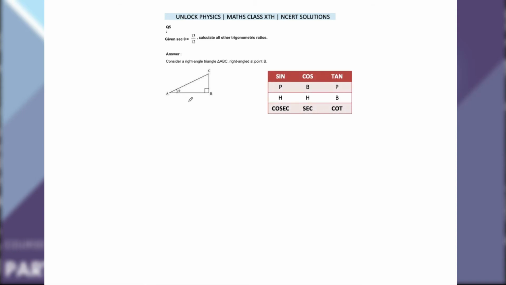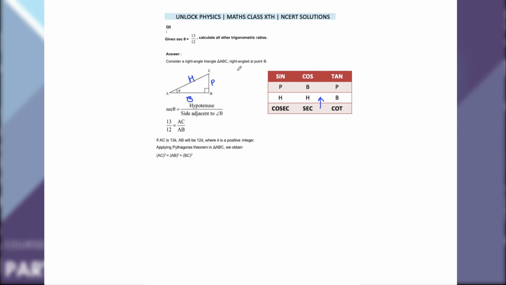Now again drawing our trigonometric ratio table, which is very important. So we are given sec theta. For sec we'll read the table from bottom to up. So that is hypotenuse upon base. For this angle theta, the side in front of the angle would be the perpendicular. This would be the base, and this would be the hypotenuse. Now sec theta is hypotenuse upon base, which would be 13 by 12, which is also AC by AB. Now AC is 13k, AB will be 12k, where k is some positive integer.